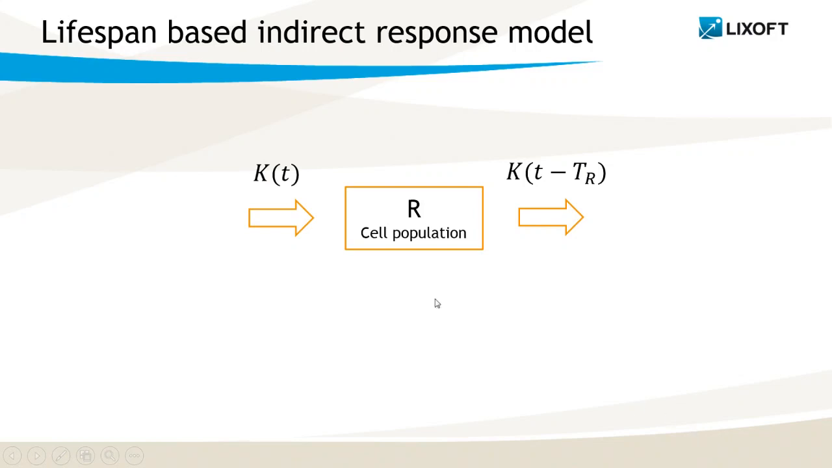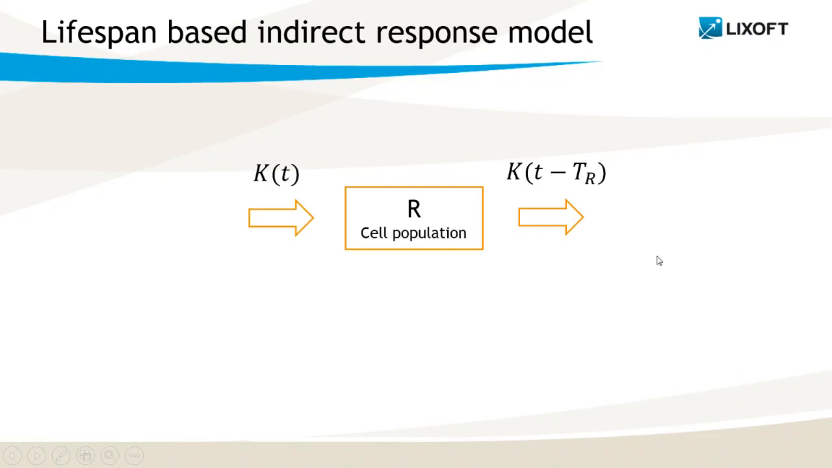A population of cells, the response R, is described by cell production and cell degradation. The main assumption of this model is that a cell dies when its lifespan expires. This implies that the cell degradation rate is equal to the cell production rate delayed by the lifespan Tr.